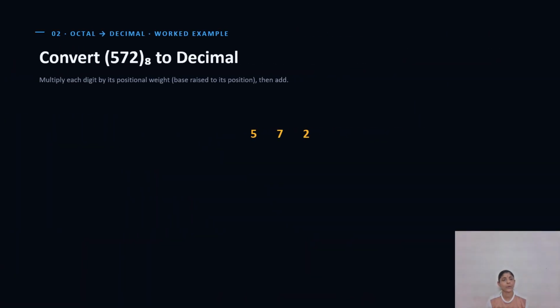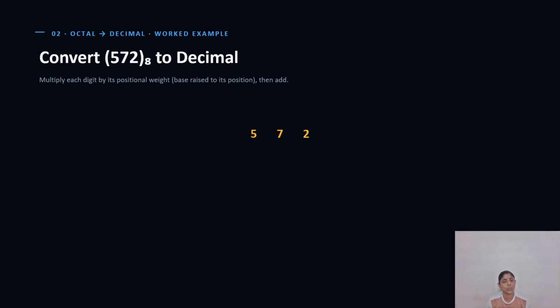If you want to convert the octal, because what is our topic? Other bases to decimal. Now we are going to convert the octal into decimal. What are the octal values I have taken? 572 base 8. So you already know octal values are representing between 0 to 7.